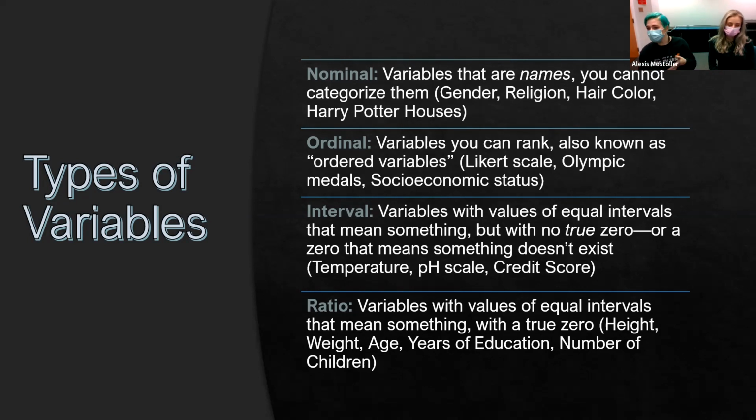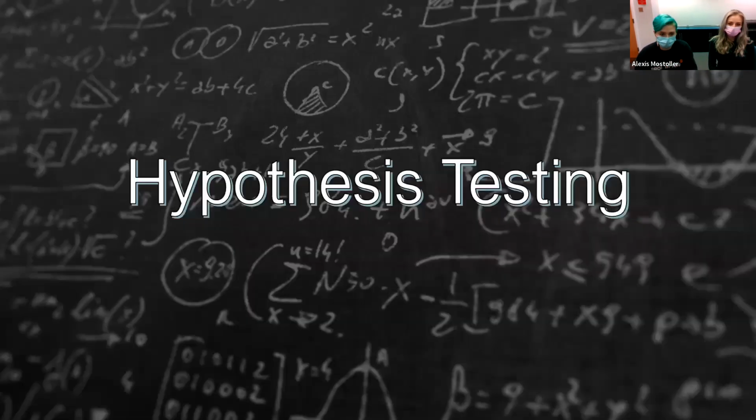Or number of children. If you don't have any children, then 0 really does mean you don't have any. So these are the different types of variables that you're going to see and you're going to need to become familiar with as you move forward in understanding the general basics of statistics.